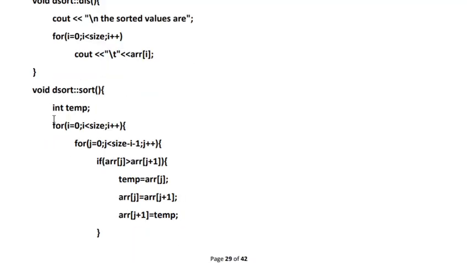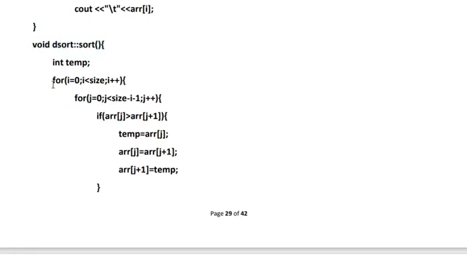Now here you see this is a very simple implementation of the bubble sort concept. Here I have a sort function that's a member function of class dsort. Since I'm defining it outside the class, I need to use the scope resolution operator, as we have discussed in the previous class. Here I have two loops, the exterior loop and the interior loop. The exterior loop runs for the size, and the interior loop runs for comparing the values in the consecutive locations.